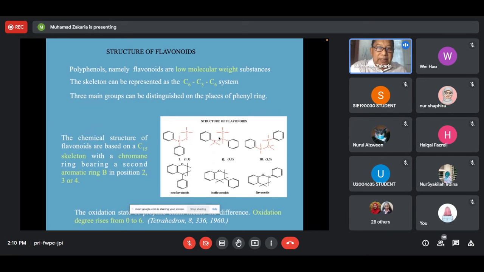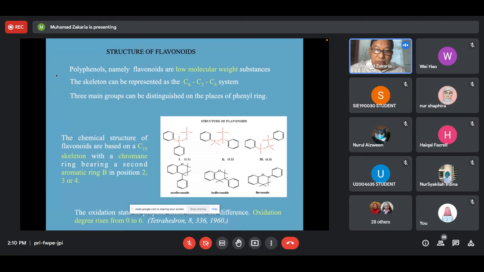So this is the structure I have described. It is very important to see the C6, C3, C6. These are the carbon skeleton, the carbon skeleton of flavonoid.